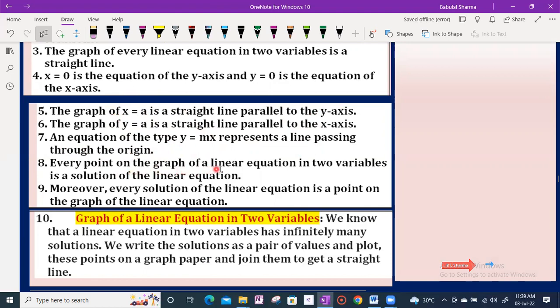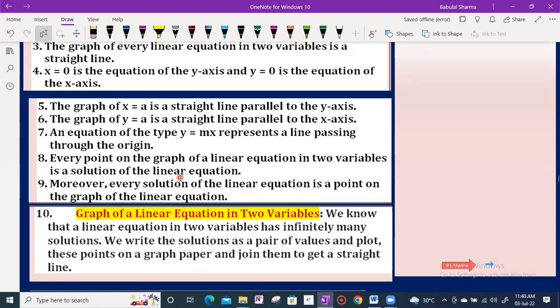Every point on the graph of a linear equation in two variables is a solution of the linear equation, and moreover, every solution of the linear equation is a point on the graph of the linear equation.